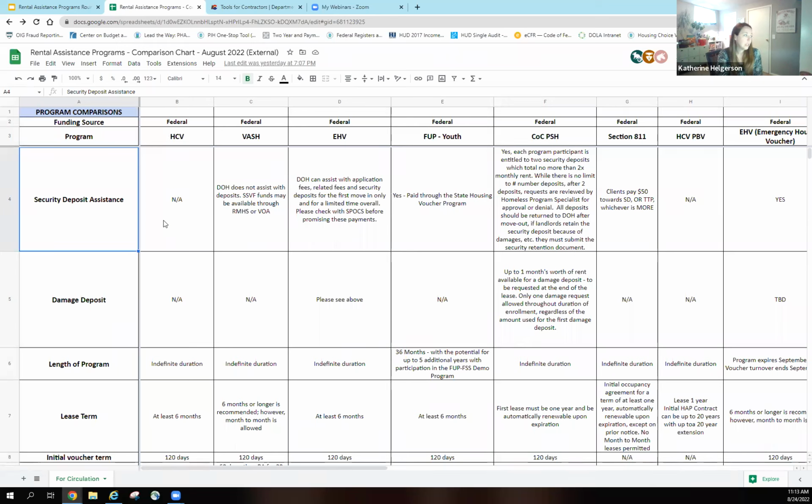But then if you just look at HCV, security deposit assistance, we don't have it in HCV. But if you do scroll over, you can see, well, in BASH, we have the SSVF potential funds that could assist with security deposit. And actually with the emergency housing voucher program, which is a federally funded program, we can provide security deposit assistance.